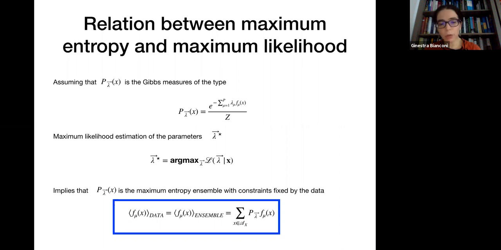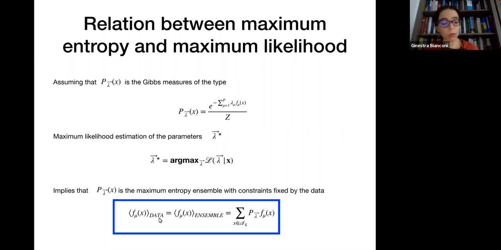So really, if you want to find the parameter values which maximize the likelihood, you find that these optimal parameters are found by imposing that lambda are the Lagrangian multipliers of a maximum entropy model, in which the constraint is given by the expectation of your observable, the average value that your observable takes on the actual data.